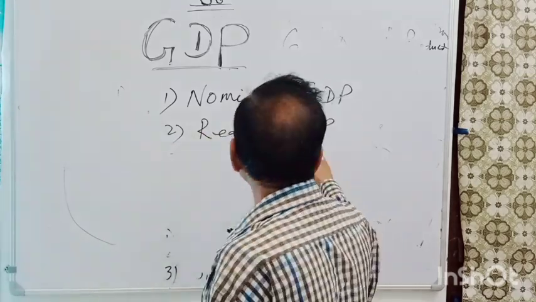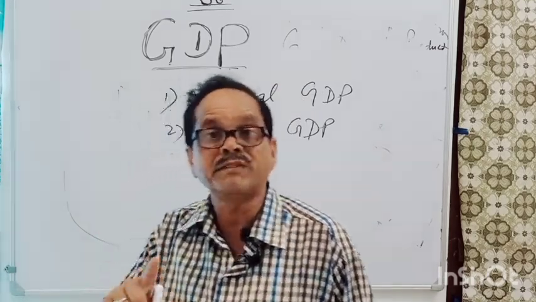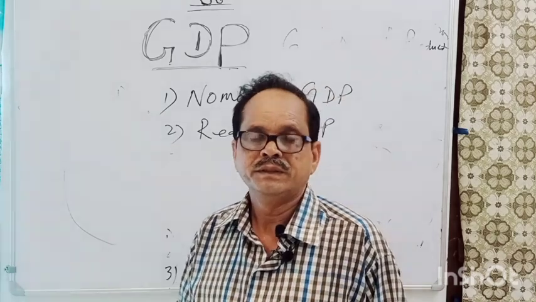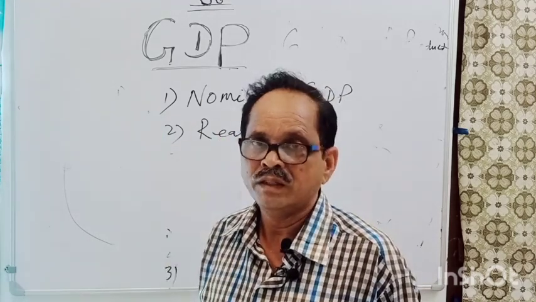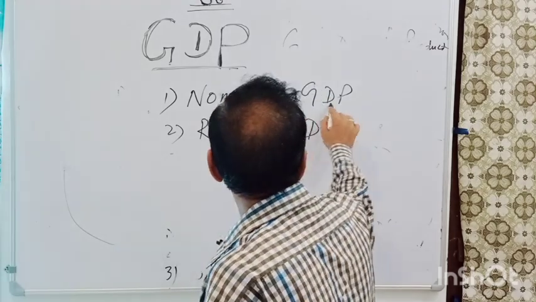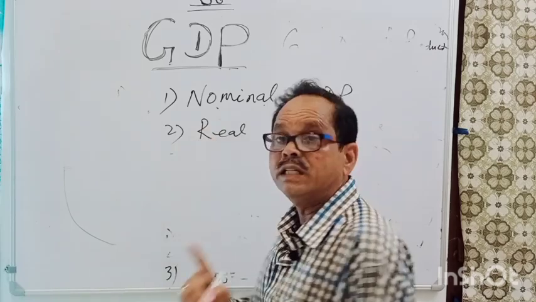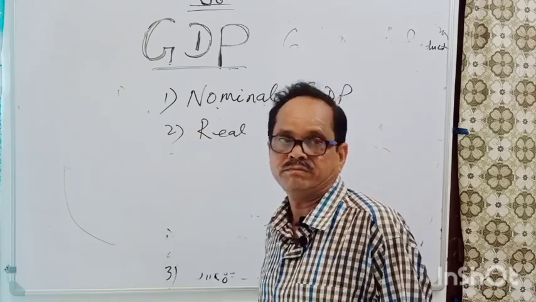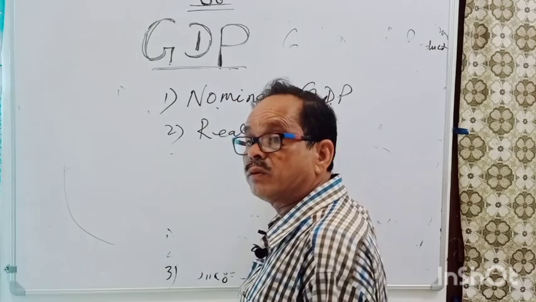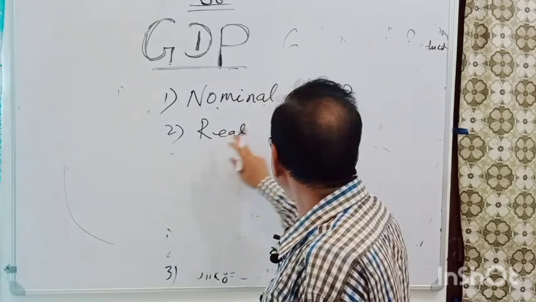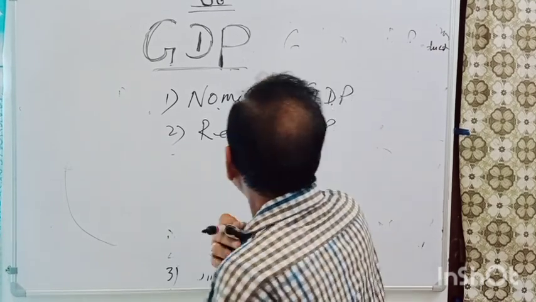What is real GDP? Real GDP is the total value of goods and services expressed in terms of the base year price, not the current price. Nominal GDP is not corrected for inflation, but real GDP is corrected for inflation.